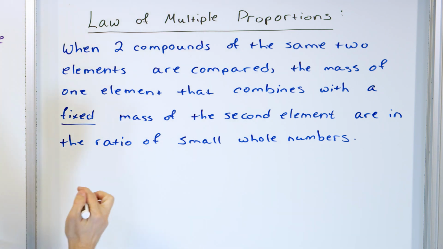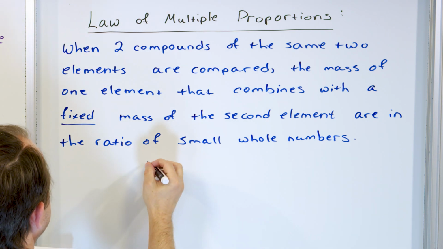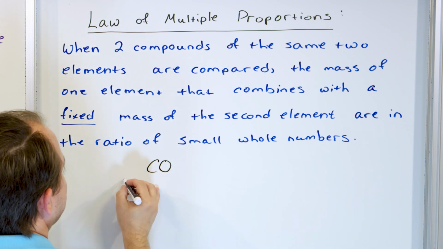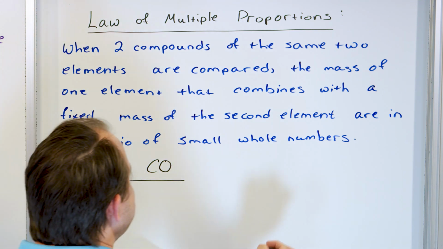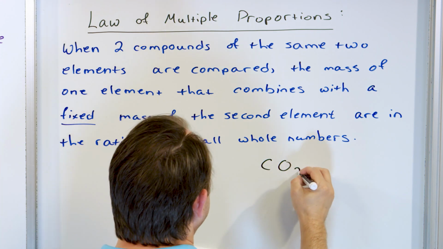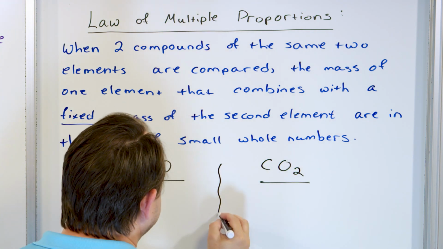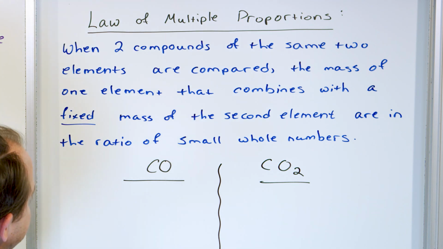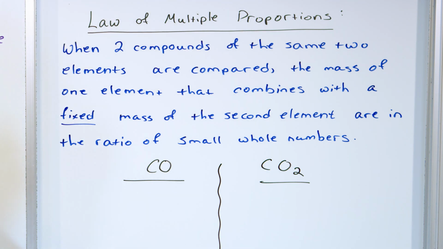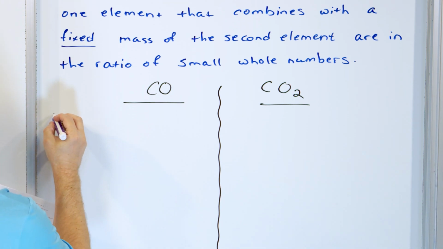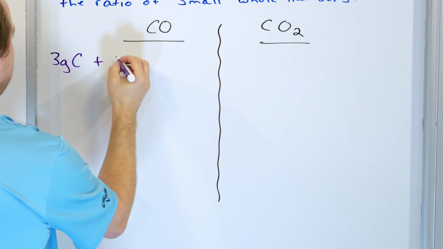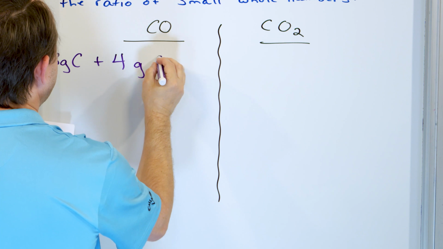Let's take the compound carbon monoxide, right? Carbon monoxide is going to be right here. And then we're going to say CO2. That's carbon dioxide right here. And I'm going to put a little squiggly line right in the middle so I hopefully don't bleed over into one column from another. So let's say we do some experiments and we figure out that this is 3 grams of carbon and we add it to 4 grams of oxygen.